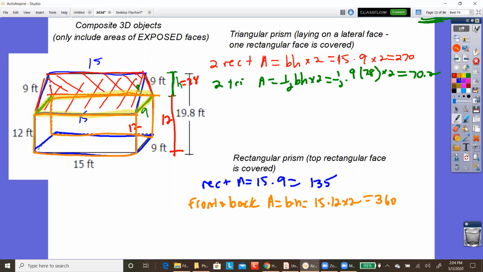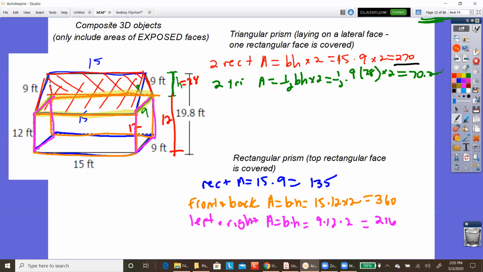And then what I have left is, let's use this pink color. This pink rectangle, that is a 9 by 12. So that would be the left and the right. That's 9 by 12 by 2. So if I do 9 by 12 by 2, that's going to be 216. Again, I do not do the 15 by 9 that's covered on the top of that rectangular prism. I only have one 15 by 9 because only one is exposed.